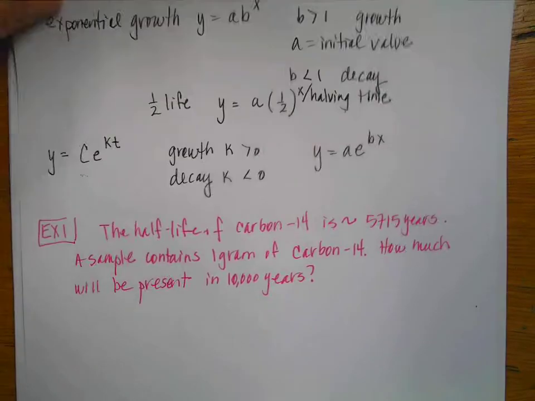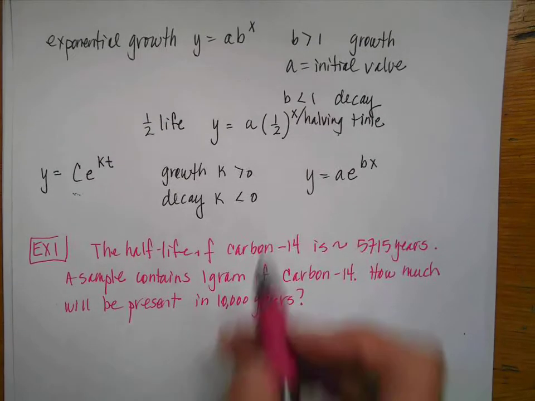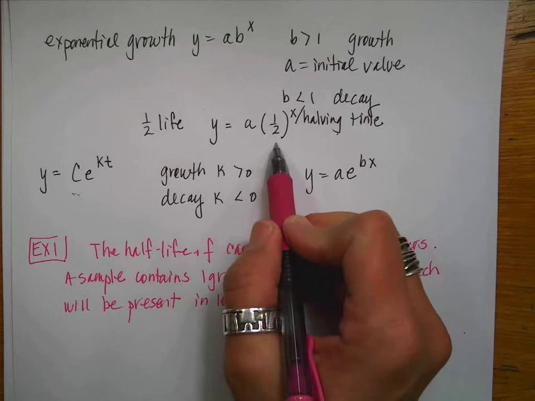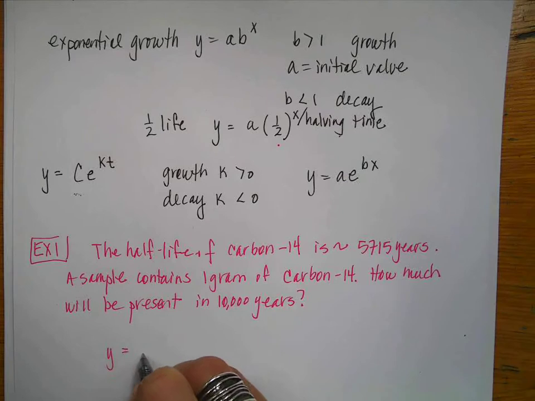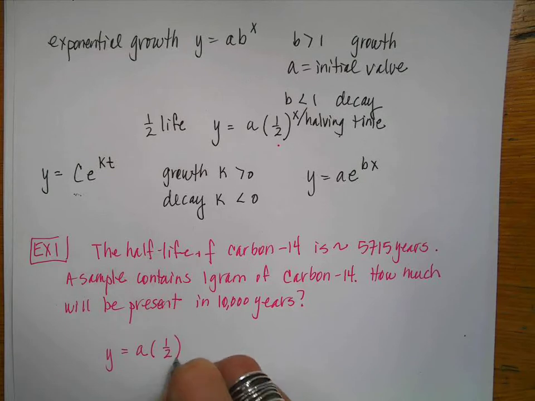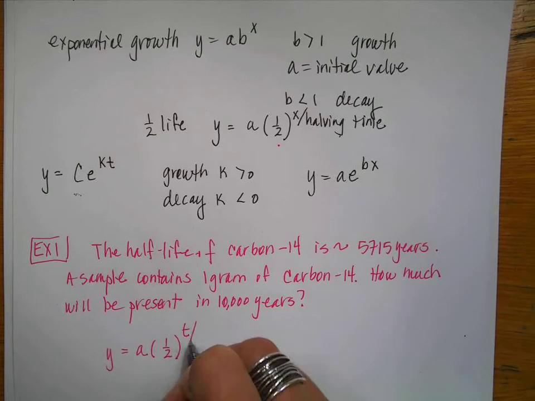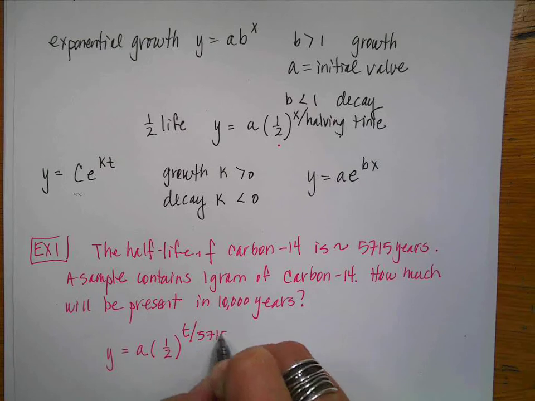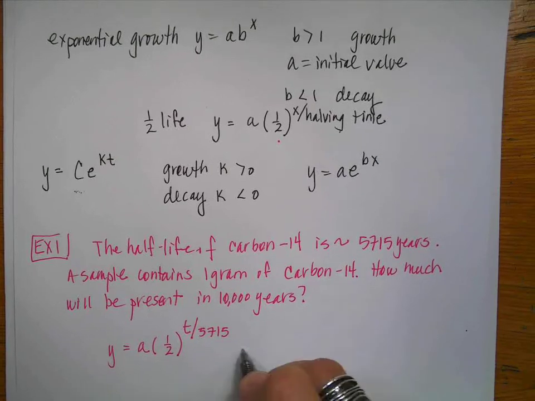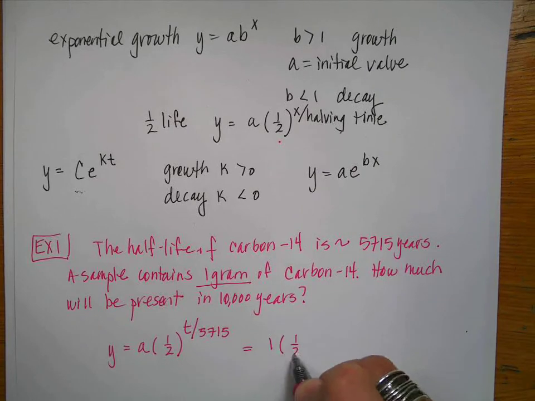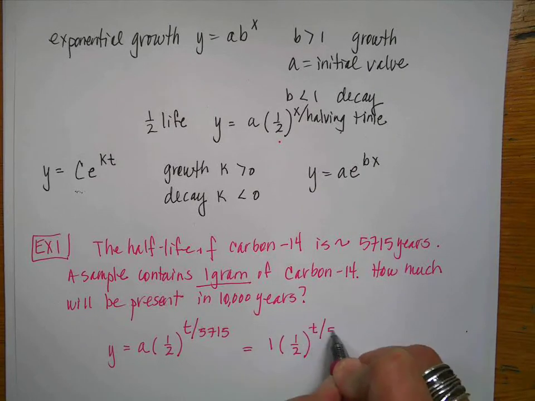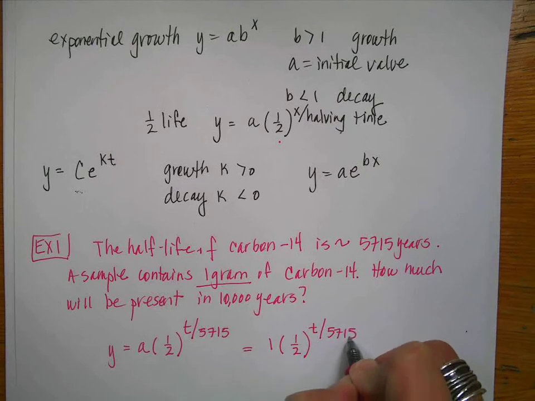Alrighty, so again, you can choose to use whichever formula you want. For half-life, I tend to use this formula because I think it's just a little bit more straightforward. So we'd have y is equal to a. I don't know the initial amount. Oops, I'm sorry, I do know the initial amount. My halving period is 5715 years. My initial amount was 1 gram, so I have 1 times a half to the t divided by 5715.